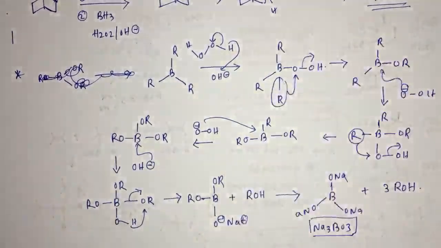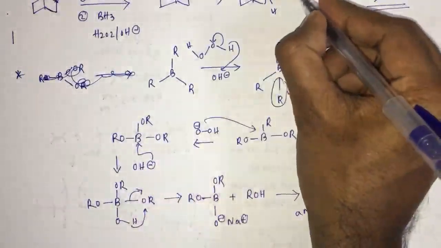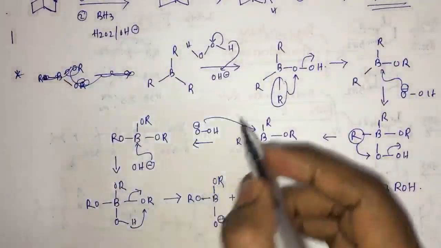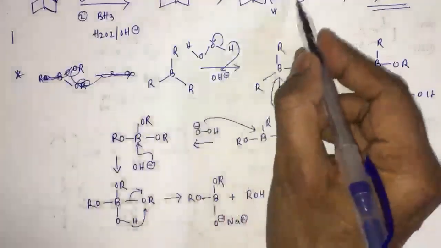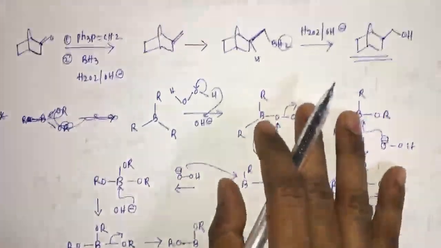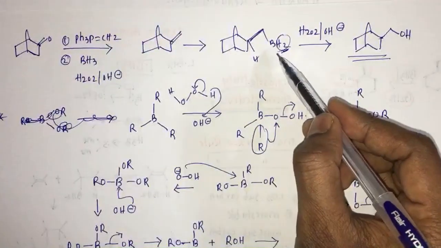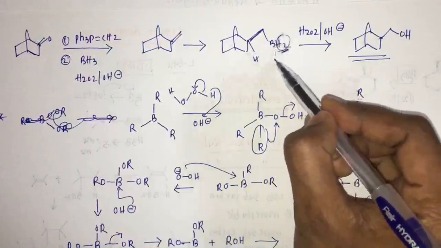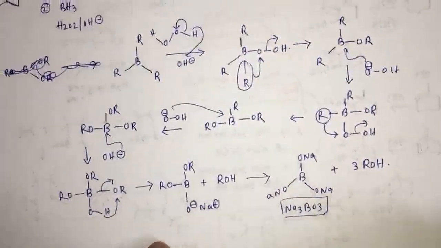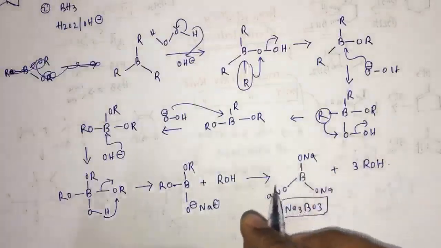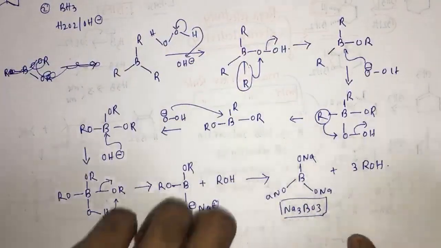So in this case we get only one alcohol, because here these are not alkyl groups, these are hydrogens, right? We'll get only one alcohol. If the compound has 3 alkyl groups, then we'll get three alcohols like this. Okay, this is the mechanism for this step. So H2O2 OH minus converts the alkyl boranes into alcohols. And next we have one more mechanism.